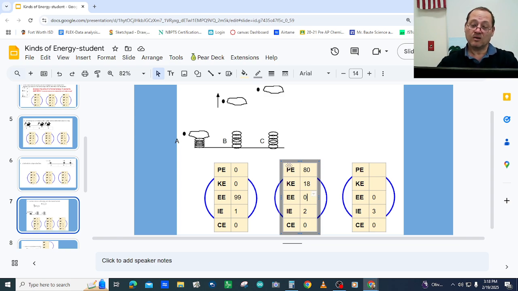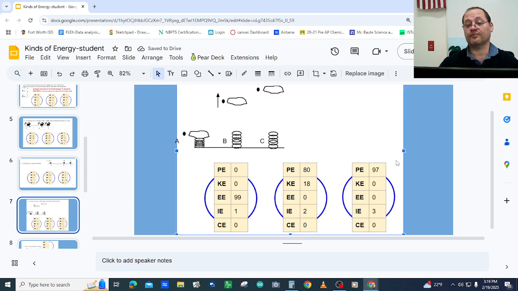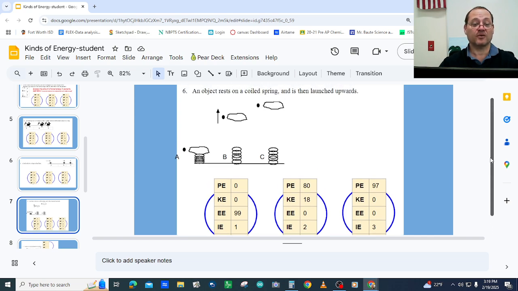At point C, you can see the object is not moving anymore, so the kinetic energy is zero. And so the rest of the energy stored in the system is potential. That's when the system is at the maximum height. And so we're considering this is going to be 97%. So this is an acceptable outcome. Okay, so that's how you do number 6, I'm sorry. So let's move on to the next one.